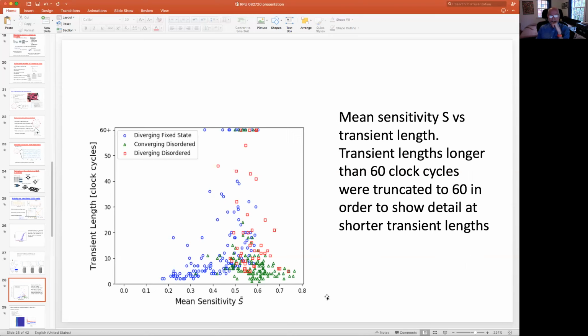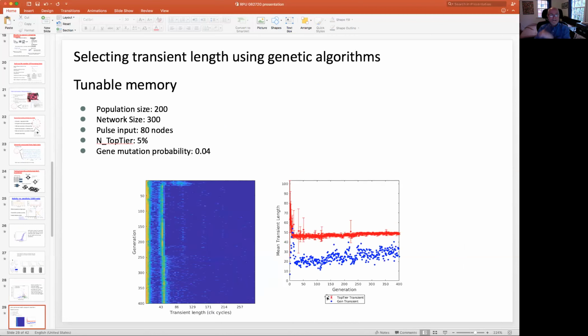Now, having observed that, we started to wonder whether or not we could select reservoirs that had better or more optimal performance than others. And so we did a preliminary study using genetic algorithms to tune the reservoir type, in this case, to optimize to have a transient length of 50 clock cycles.